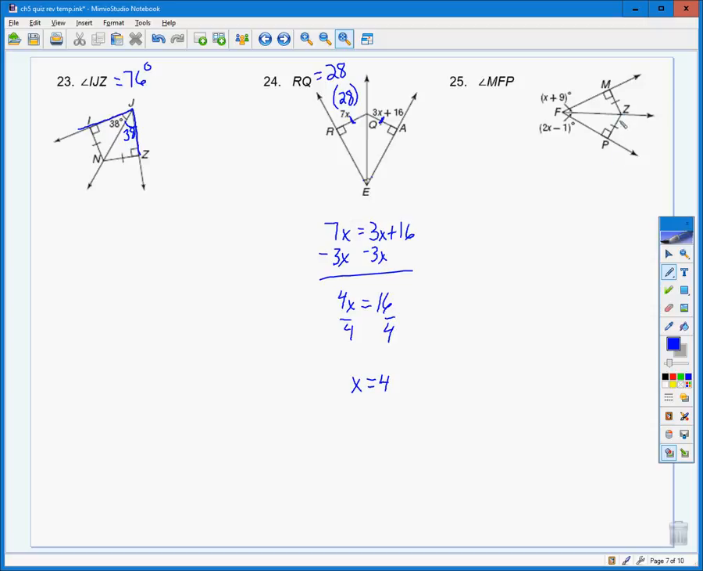Because M to Z and P to Z are the same distance, they're the same length from the sides, same distance to the sides of the angle, then this is an angle bisector, so x plus 9 must be equal to 2x minus 1. Subtracting x, I have 9 equals x minus 1, and then adding 1, I get x equals 10. If I plug that back in, this angle is going to be 19. It means this angle is also 19. They are looking for MFP, the whole thing put together. 19 plus 19 is 38.